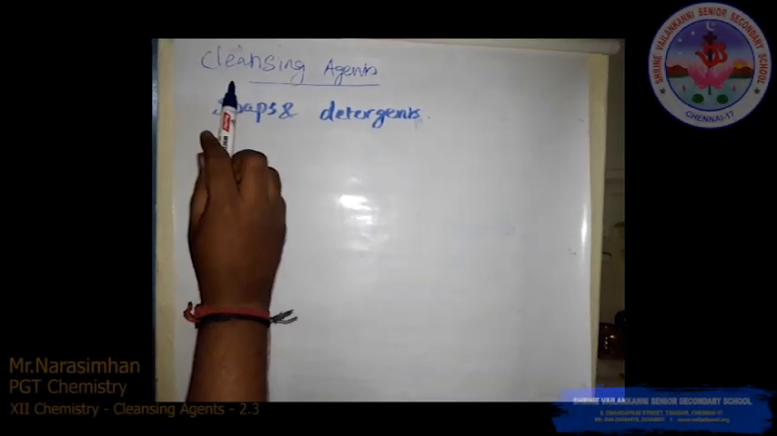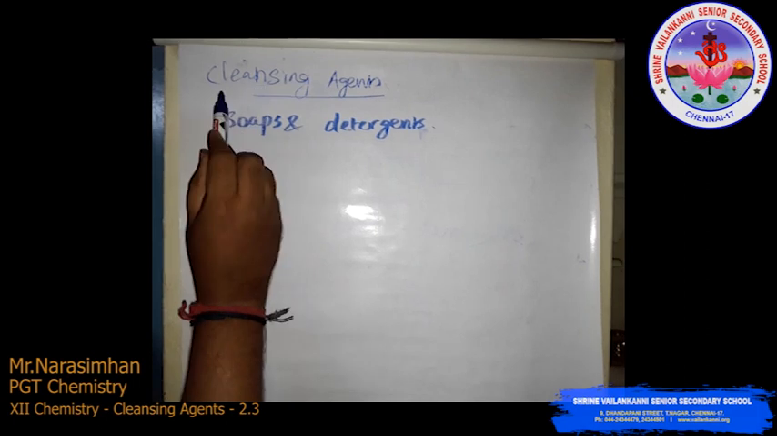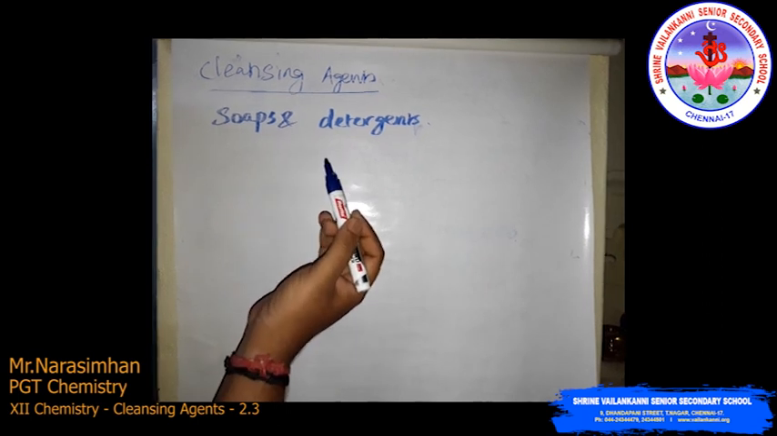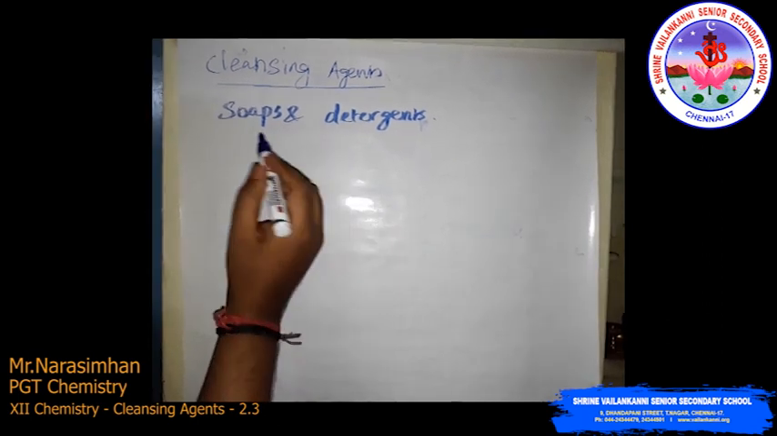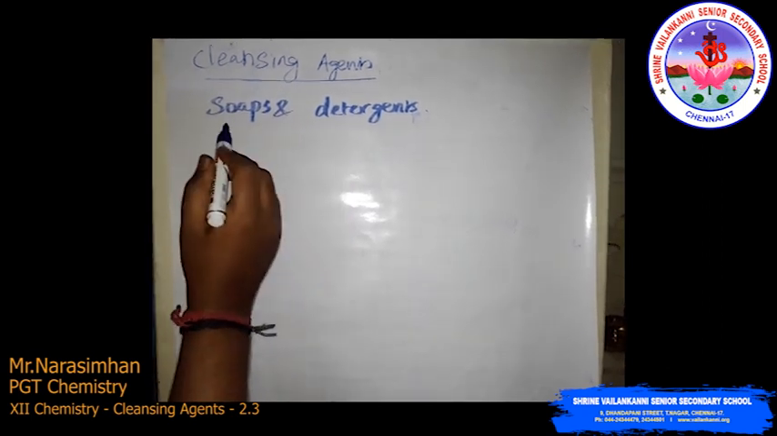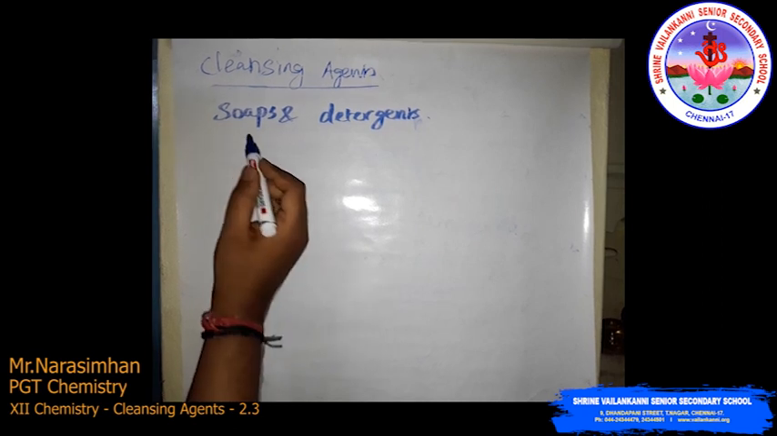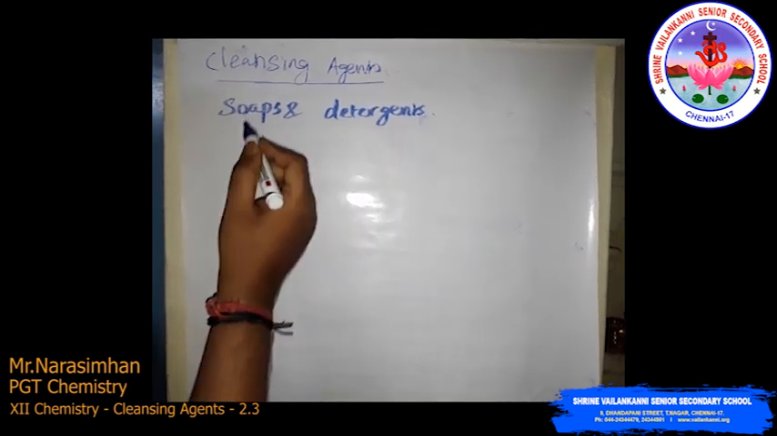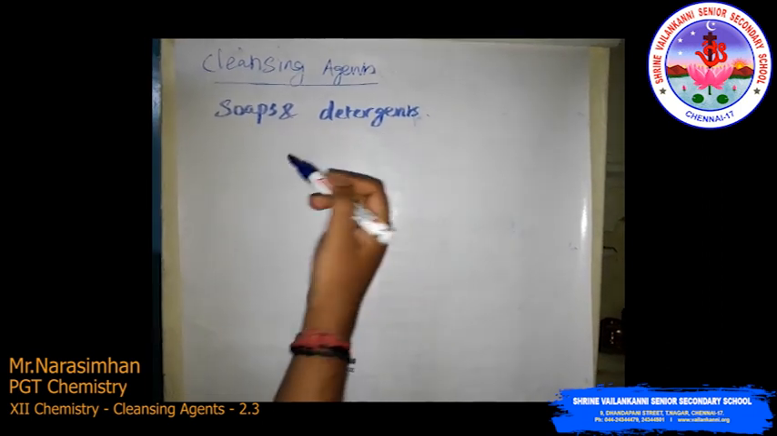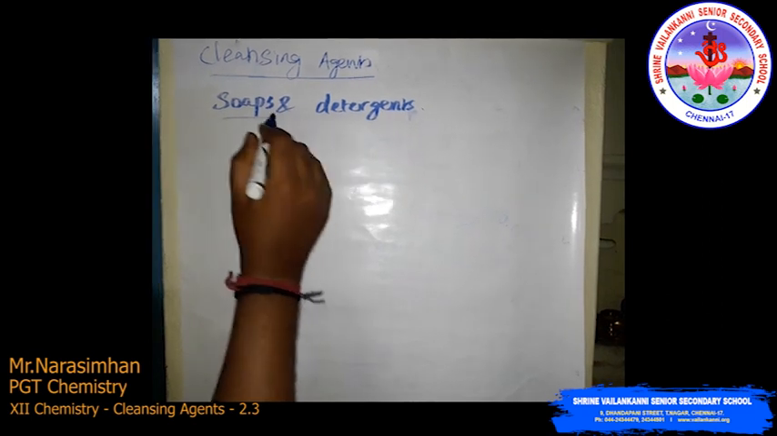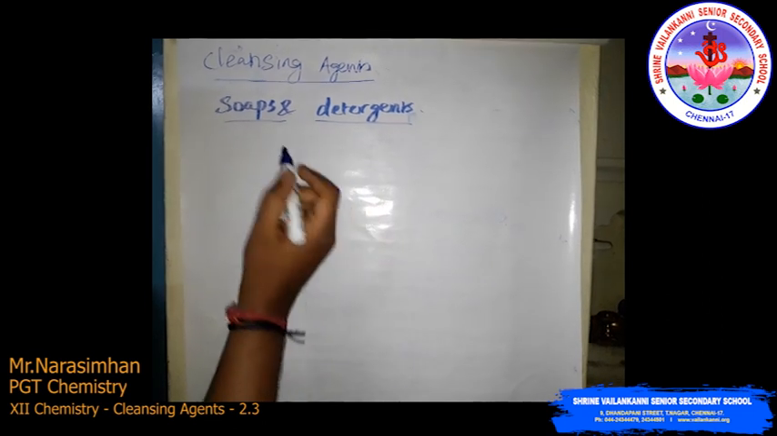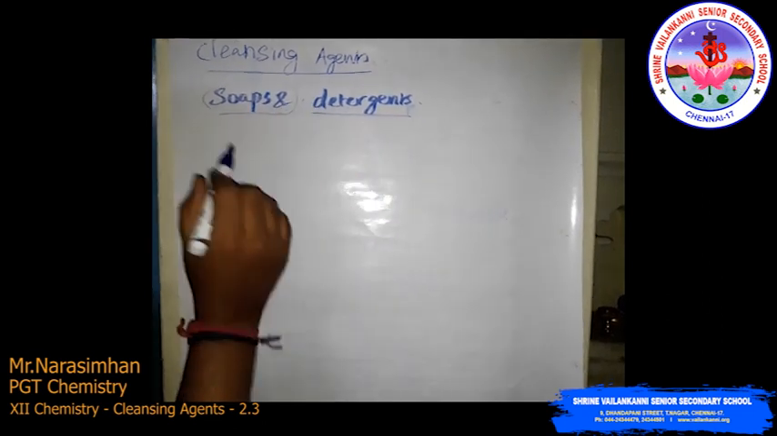Hi student. The next is cleansing agents. What is a cleansing agent? The cleansing agents are called cleaning agents. Usually we know them as soaps and detergents. There are two categories: one is soap, another one is detergent, which is synthetic detergent. This helps in the removal of fat from skin or fabric. This is the major use of soaps.